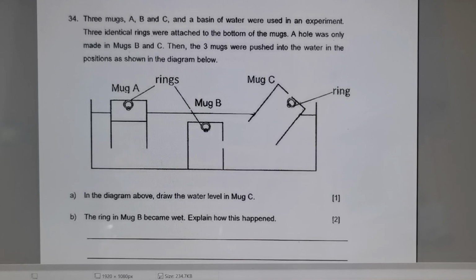Now, let me read you this question. 3 marks, A, B, and C, and a basin of water was used in an experiment. 3 identical rings were attached to the bottom of the marks. A hole was only made in marks B and C. Then the 3 marks were pushed into the water in the positions as shown in the diagram below. So they say, A, in the diagram above, draw the water level in mark C.